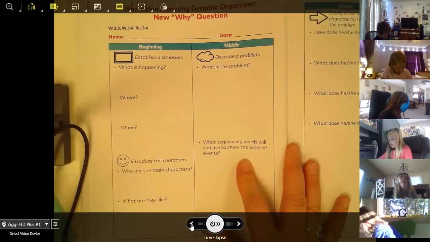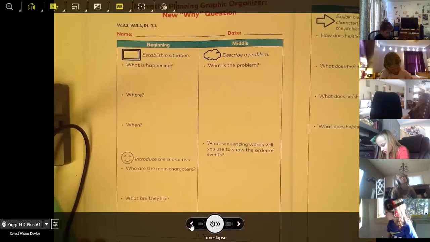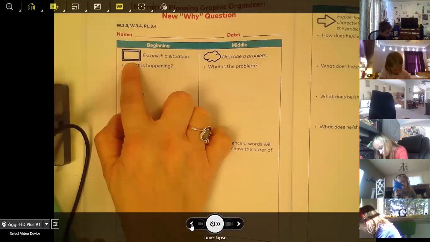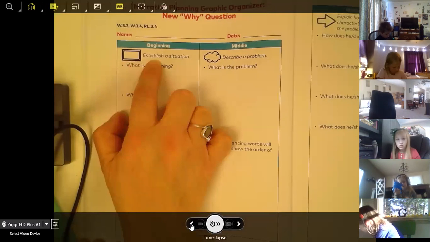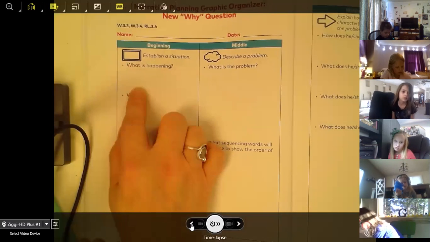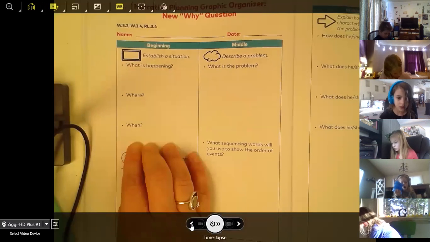So let's look at page 18. Remember, we're using all of the essential elements of a narrative. It always starts out with that lovely symbol there, right? And that stands for establishing the situation. We have 3 questions that you are going to answer right now, or jot some ideas down.